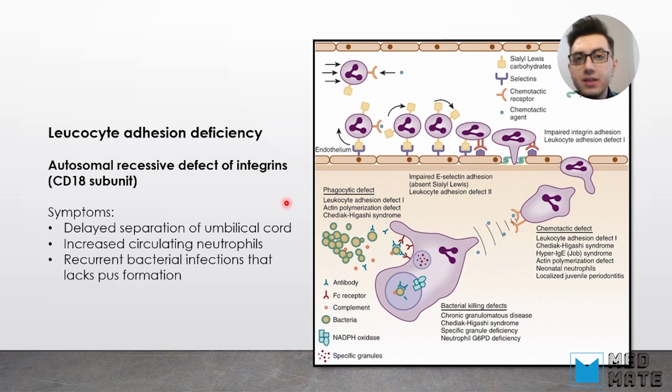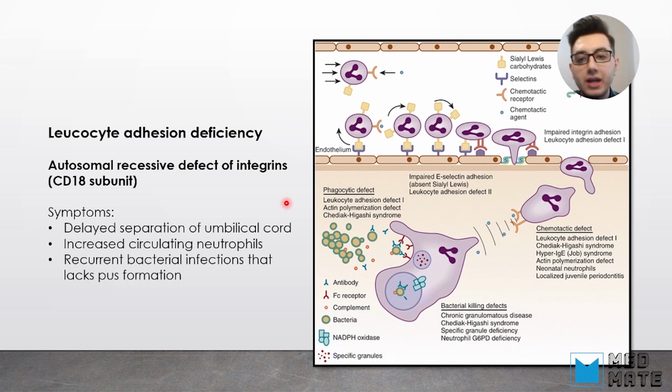But after ischemia, after any sort of necrosis, there is acute inflammation happening, and neutrophils get in there to cause the degradation of debris. But since there is a deficiency in adhesion molecules, the integrins, on the leukocytes, that leads to delayed separation of the umbilical cord, because these neutrophils cannot do their job properly.